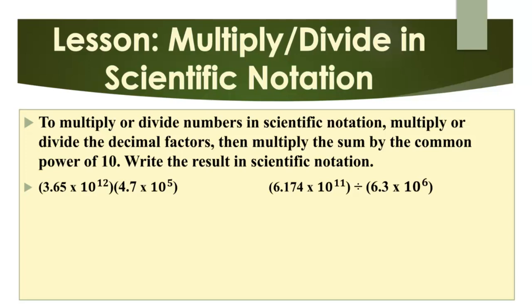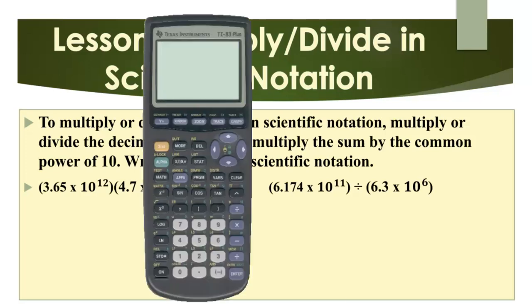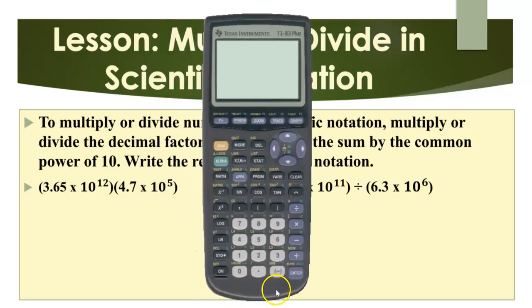Now when you multiply or divide in scientific notation, you multiply the decimals, and then you multiply the bases and add the exponents. So here I have 3.65 times 4.7. So let me grab my calculator here. So we got 3.65, and we're going to multiply that by 4.7. And that's going to give us 17.155.